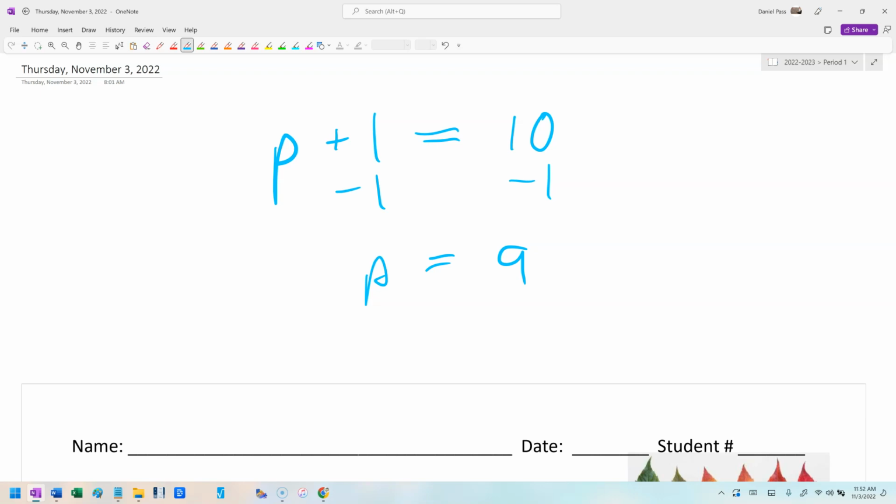So you have to understand, even though you have an easier problem like this, you have to know what the process is. The process is to get rid of whatever's on the same side of the p by doing the opposite. That's where this opposite thing comes from. You see it? So that's how this opposite thing comes about.